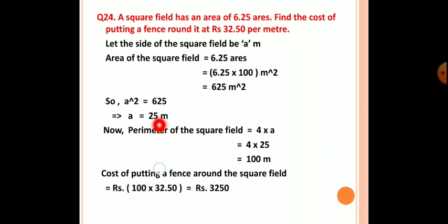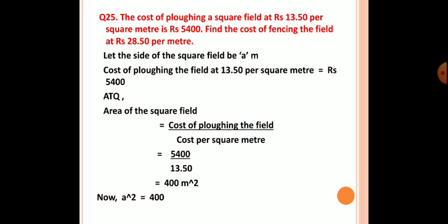So from this we can now find out the perimeter of the square field, as they have asked us to find out the cost of fencing around the square field. So for that, first we need to find out the perimeter. So perimeter of the square field is equal to 4 into a. So 4 into 25 equals 100 meter. So cost of putting a fence around the square field is equal to 100 into 32.50, which equals rupees 3250.